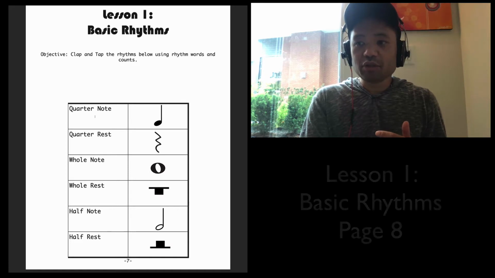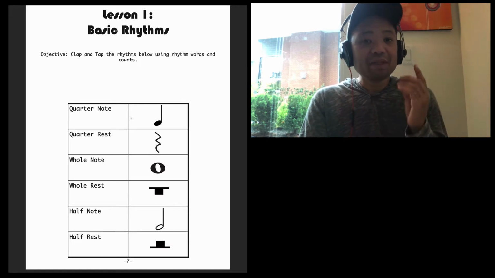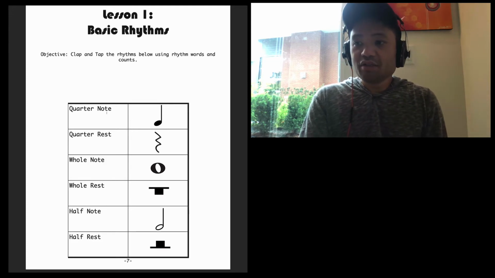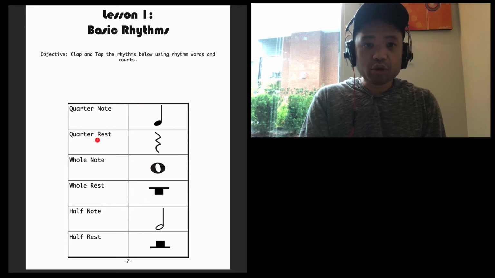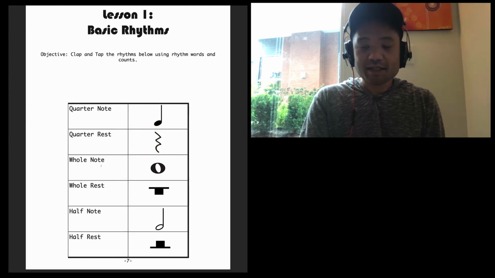What I want you to do is to be able to identify these notes. Some of you might know what they look like, but not actually know the real name. So this is a quarter note. Notice it has a note head with a stem. This is a quarter rest. Notice a quarter rest has a squiggly line kind of thing going on, or maybe a lightning rod, okay? Quarter rest. Next one's a whole note, that's easy, it looks like a hole.